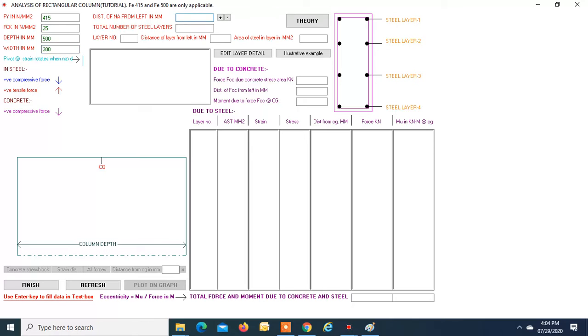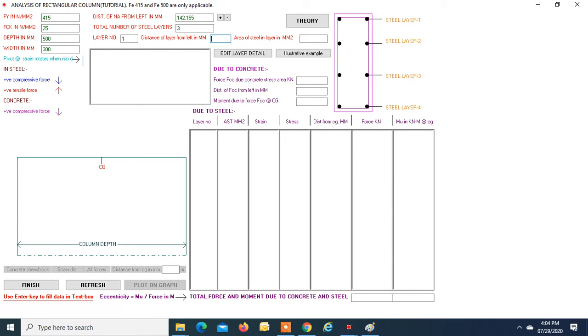First point, we will start with the neutral axis at 142.155. We know at that point the eccentricity is equal to infinity, that is Pu is equal to 0, right? So let's start with that, 142.155. Press enter. Okay, total number of steel layers are 3.